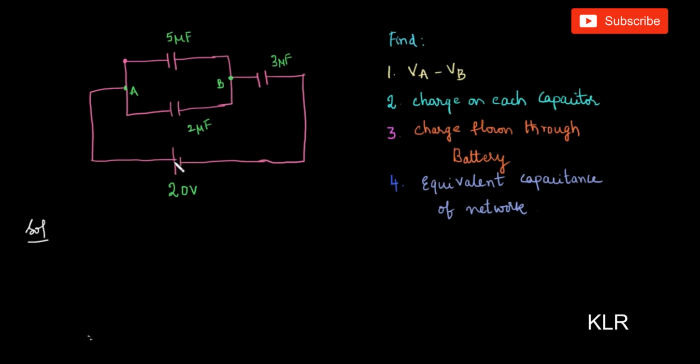Now when we are assigning the potential, this is connected to the positive terminal of the battery, so here it is 20 volt. This is connected to the negative terminal of the battery, so this potential is 0. Now let the potential at B be equal to X. Now I can see an isolated system here.